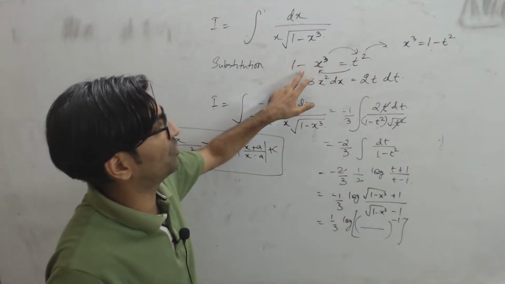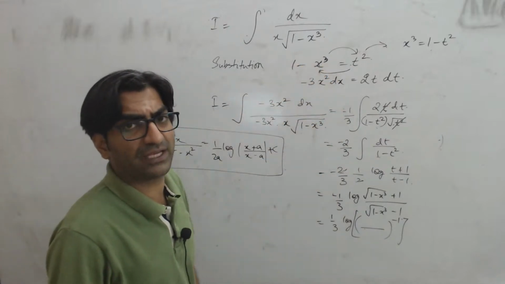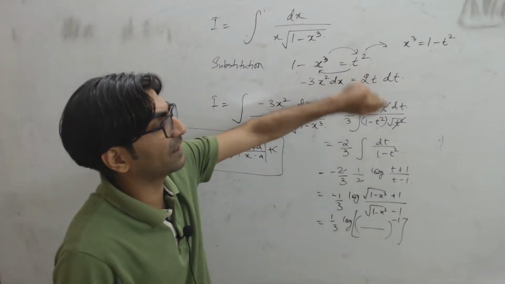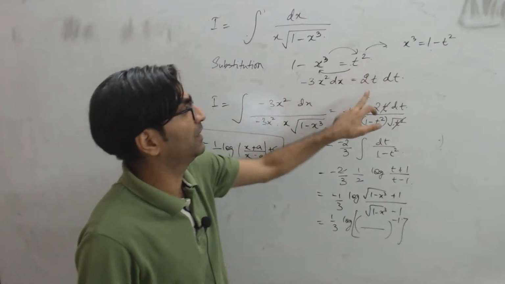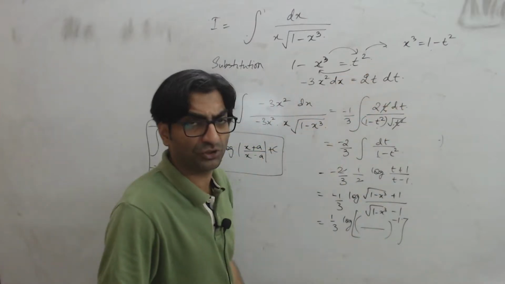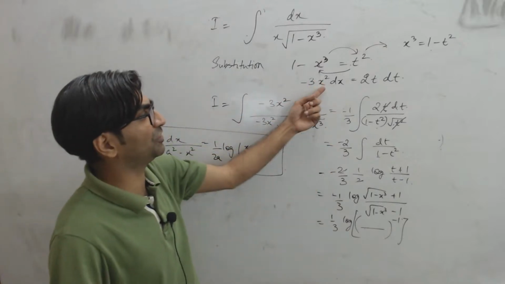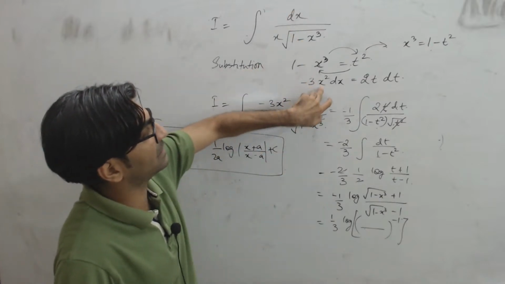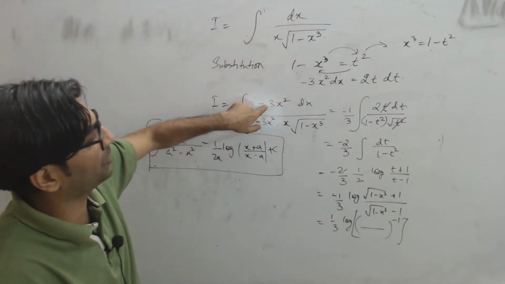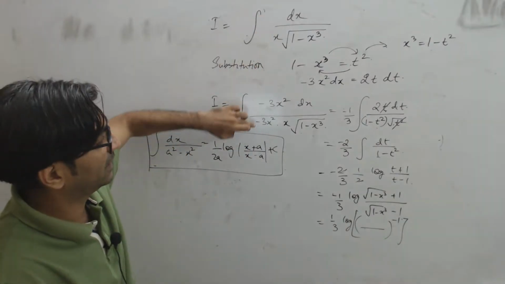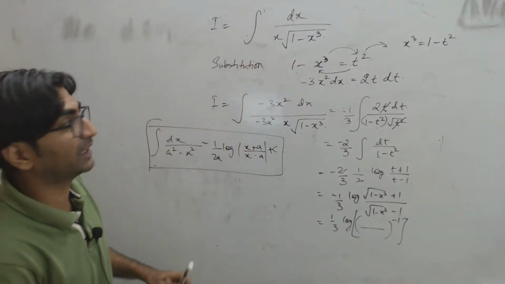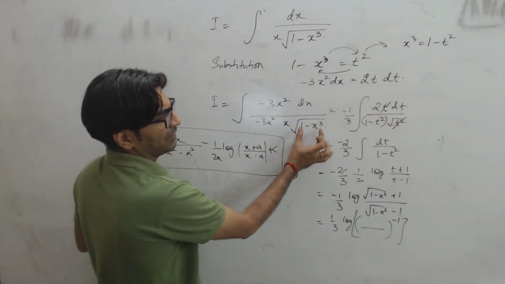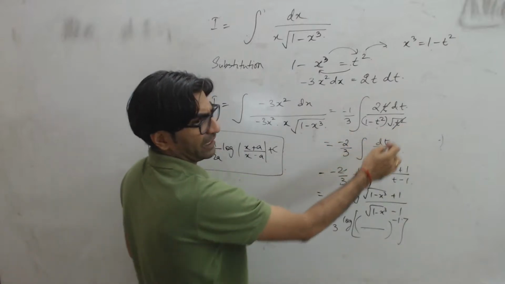The differential of 1 is 0, and with the negative sign, what is the differential of x cube? 3 into x square into dx, right? And on the right hand side, the differential of t square will be 2t dt. So this is a substitution I want to make. But to make this substitution, I need x square along with dx, but I only have dx in the numerator. So to get minus 3x square, you multiply with minus 3x square and also divide with minus 3x square. So I rewrite that integral in this form, right? Now the numerator as it is will become 2t dt. In the denominator, this part 1 minus x cube can be substituted with t square.